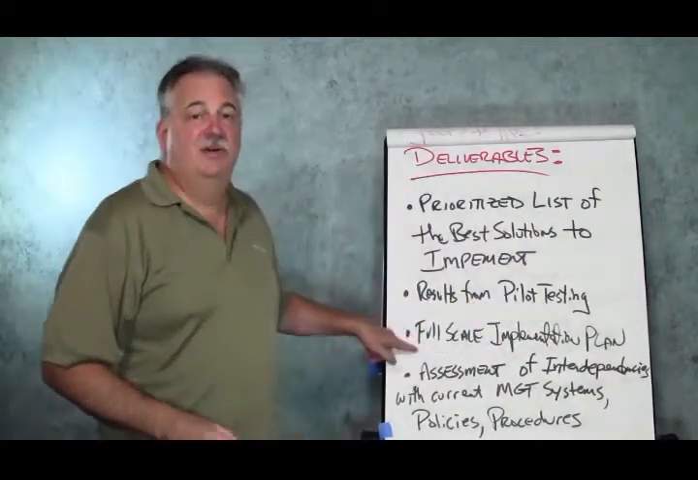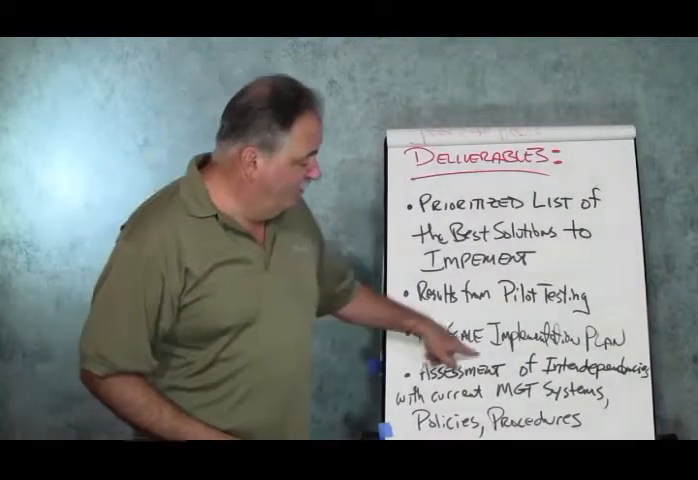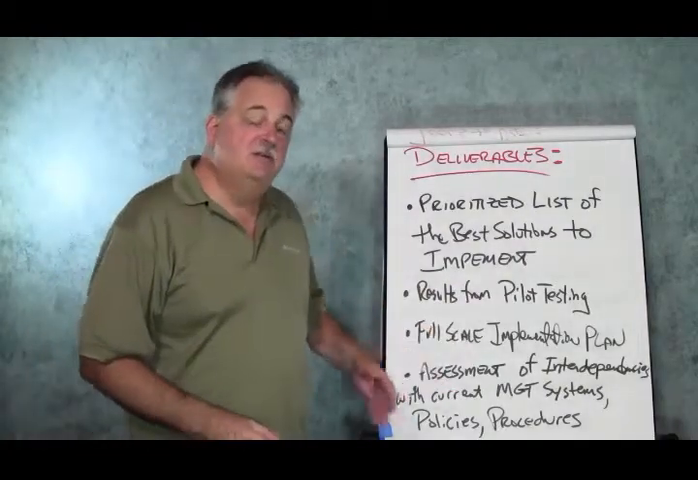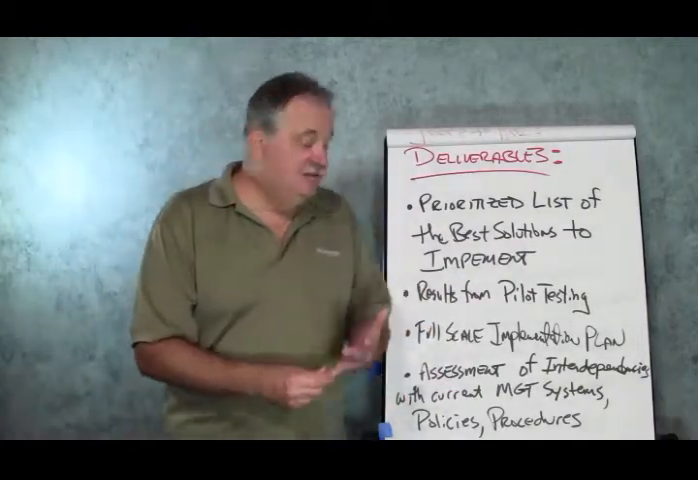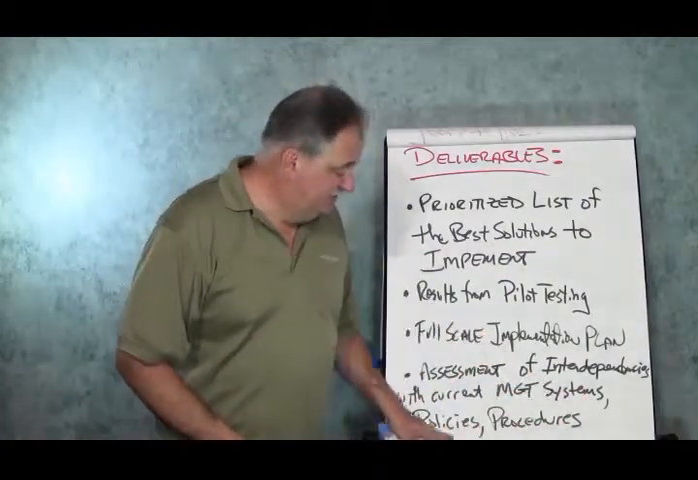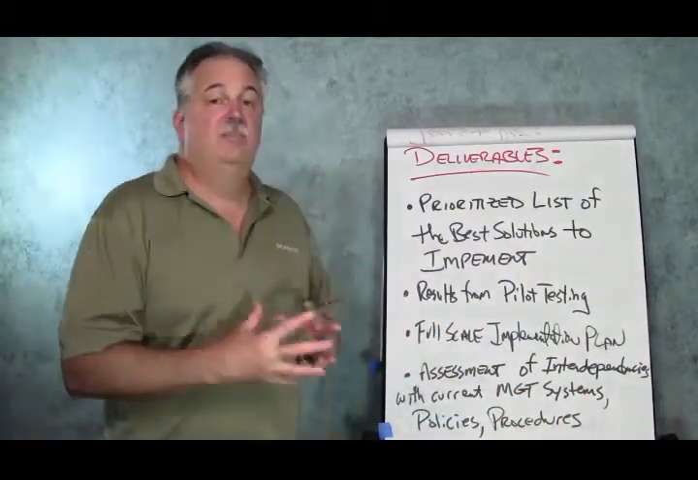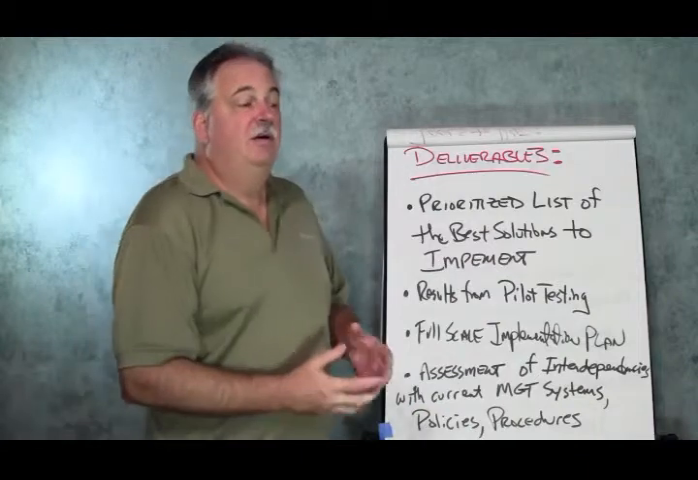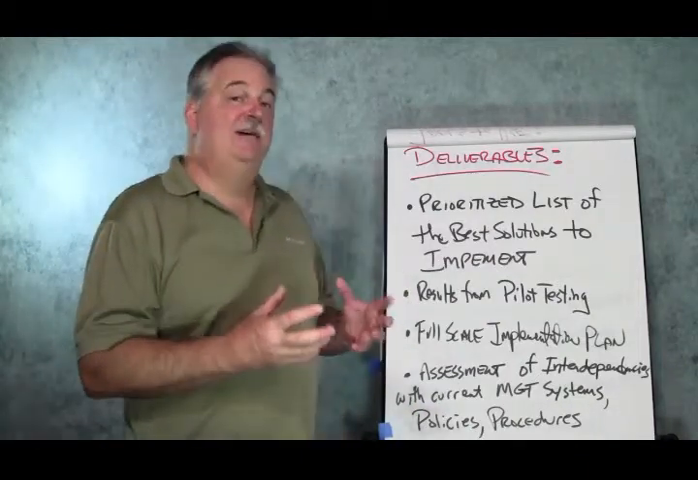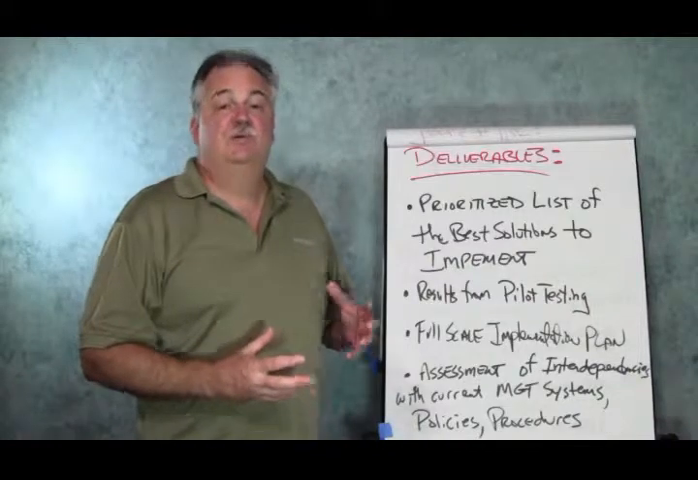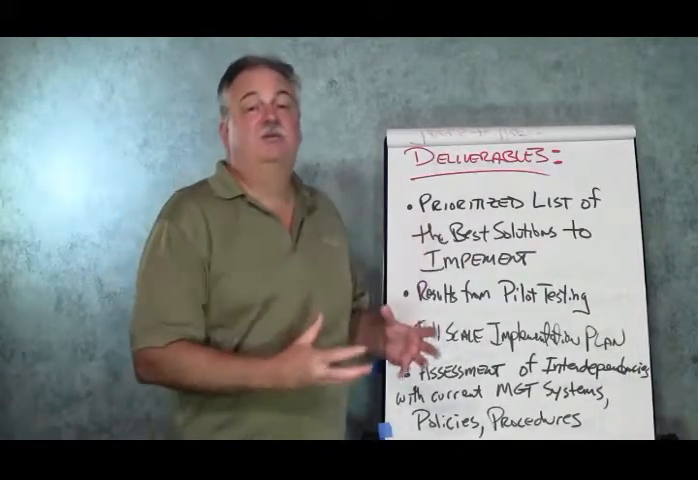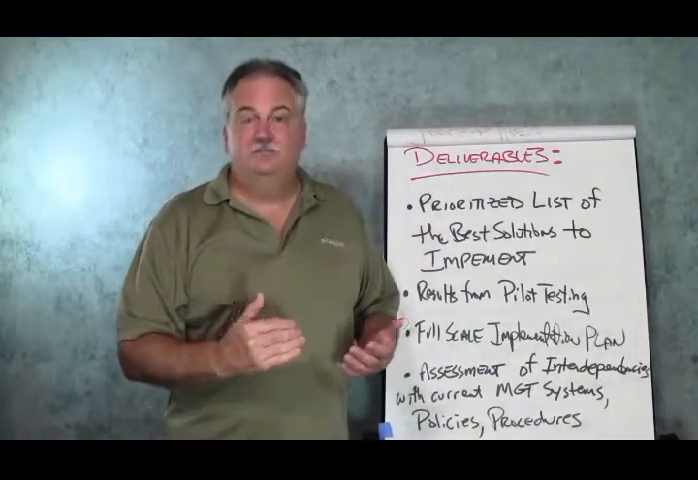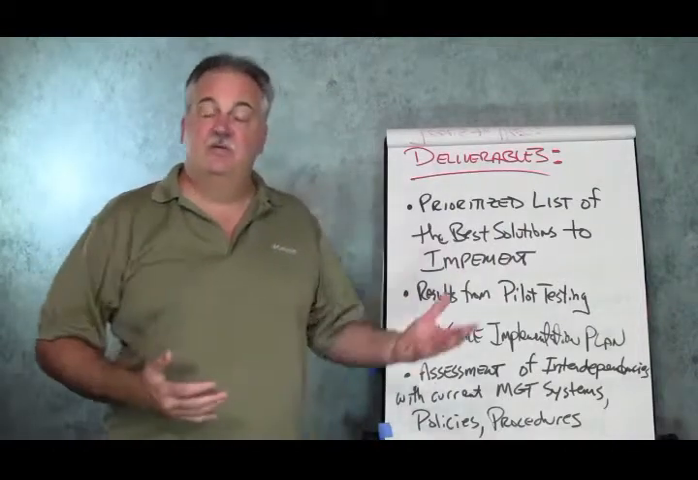A full-scale implementation plan. And then one of the key things here, and this is not something to be taken lightly, an assessment of the interdependencies with current management policies, management systems, procedures. I mean, are you going to run up against something with your information system that you're going to require changes to be made there? If you've identified some things that are going to require IT support, you better get that in the queue as soon as possible, because often the IT department is bogged down with a whole laundry list of things that they've got to implement and install so that the information system can support the business.